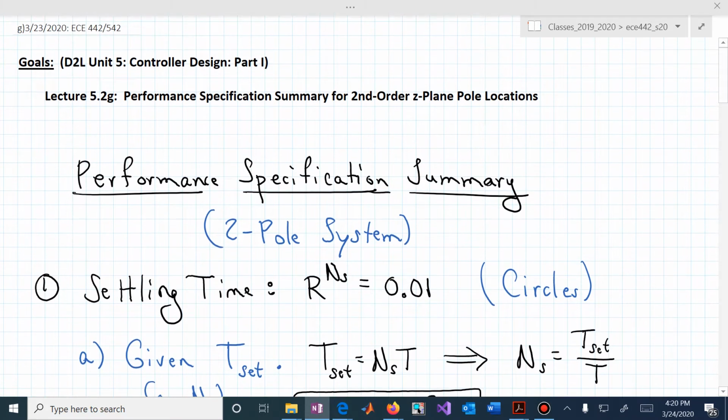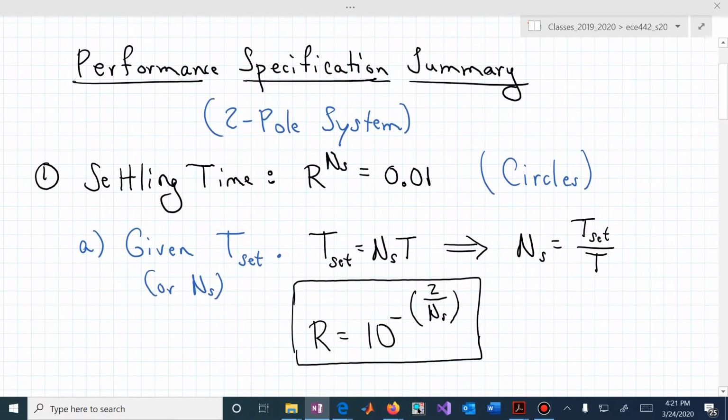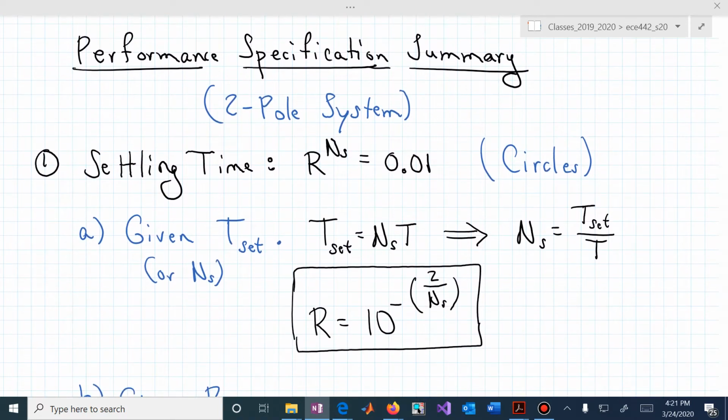We are now finishing up the pieces that make up lecture 5.2, and this one is really just a summary of the performance specifications for second order Z-plane pole locations. Let's quickly review what we've already learned or determined.